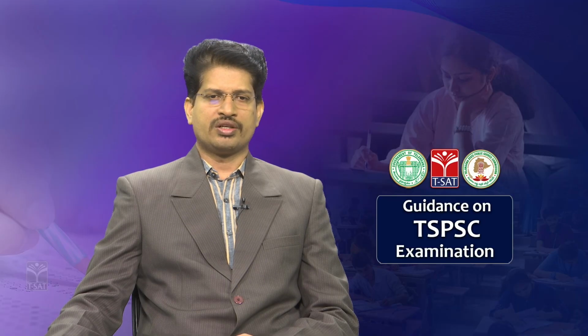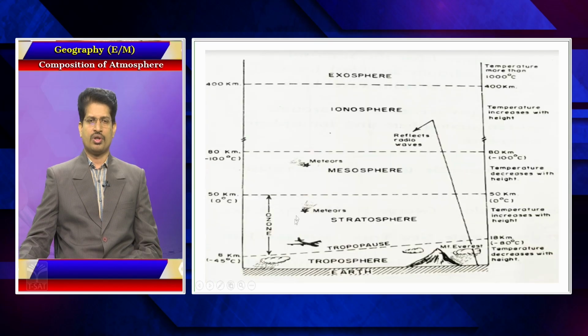So, these are the different layers of the atmosphere. The first layer is known as the troposphere. The second layer is known as the stratosphere. The third layer is known as the mesosphere, then the ionosphere and exosphere. Here, in terms of the composition and in terms of the density, the layers of the atmosphere vary.